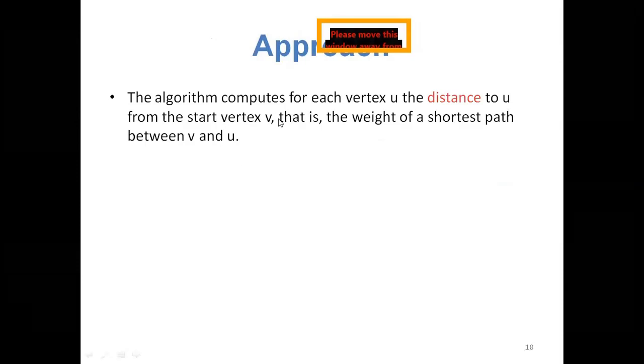So the approach: the algorithm computes for each vertex U the distance to U from start vertex V, that is the weight of the shortest path between V and U. So V is the source vertex and U is some other vertex. We need to find the shortest path from source vertex V to any other vertex in the graph.